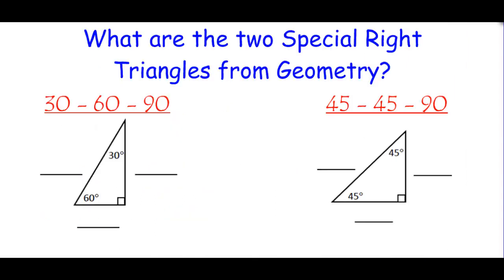So if you remember from geometry, we had 2 special right triangles. These are going to be extremely important for everything that we do at the rest of this chapter. And they were a 30, 60, 90 and a 45, 45, 90. And these are in degrees.